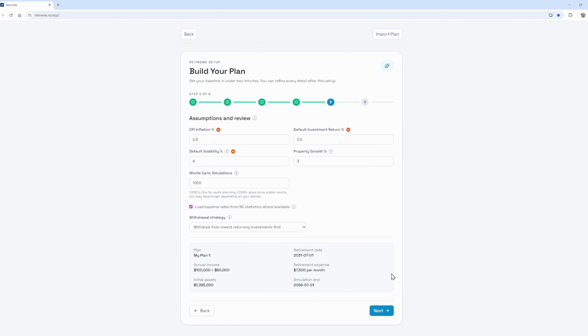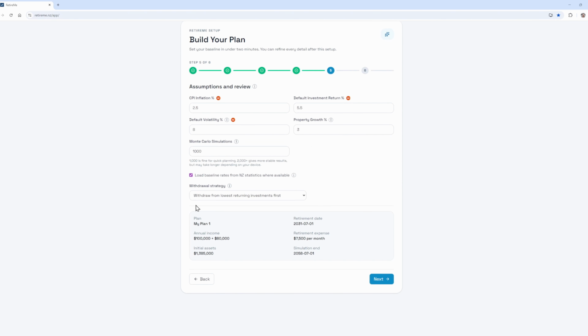Okay, now for this example, we'll just keep all of the assumptions the same. The CPI, our investment returns, the volatility, the number of Monte Carlo simulations we will run. That produces a wide range of potential outcomes, so we can get some statistics around what's likely to happen in the future. And 1,000 is fine.